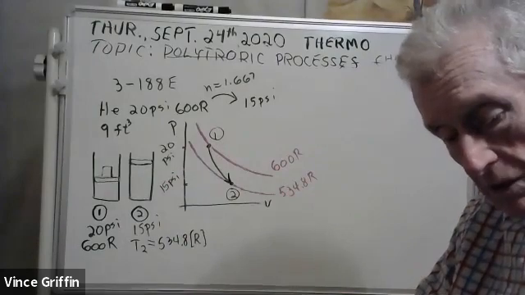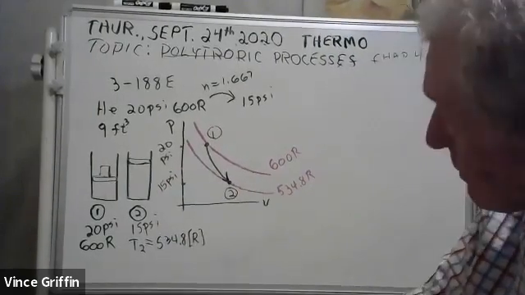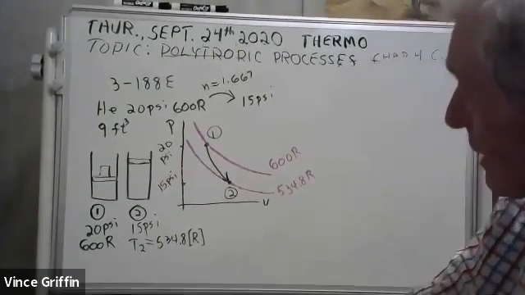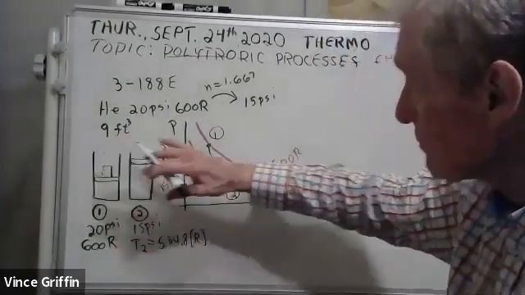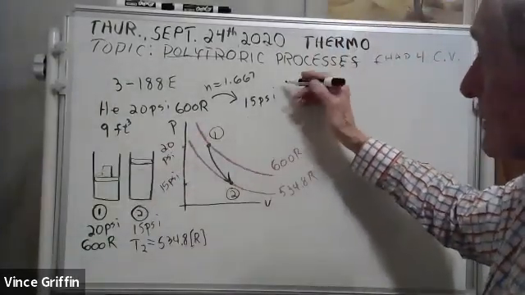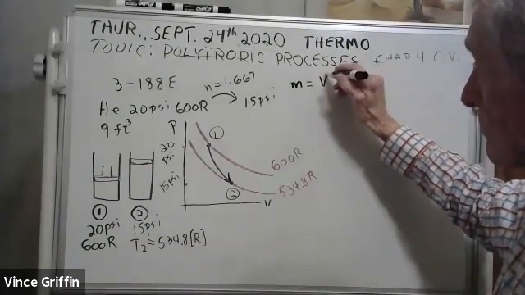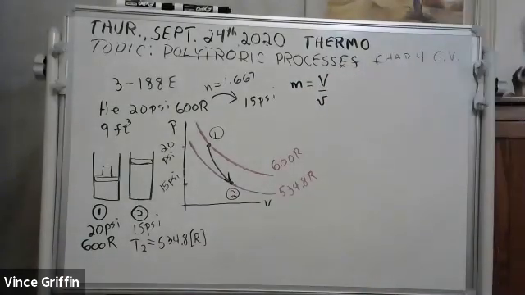Now what they wanted was the heat transfer. Why don't we get the work per mass and the heat per mass? First though, why don't we find the mass? Now they gave us the volume. If you wanted the mass, we can get it. See, mass is equal to the volume over the specific volume.